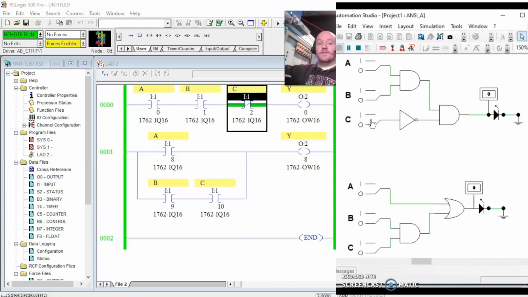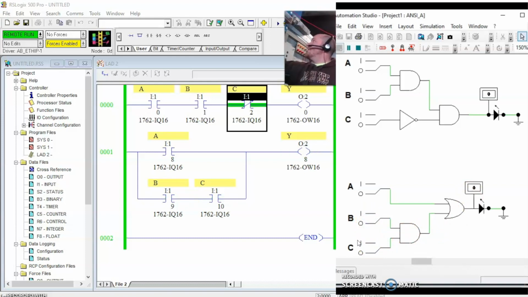So if you move these over, they are the same circuit. Y just happens to be a light, just like it would be on a digital breadboard, okay? Now let's look at the next rung, rung one. So here we have A or B and C will activate the output.